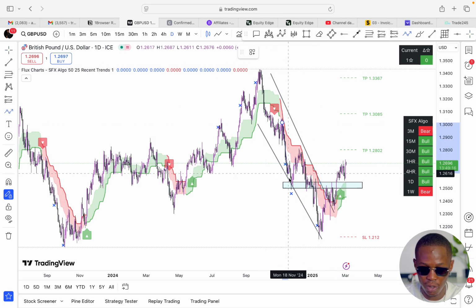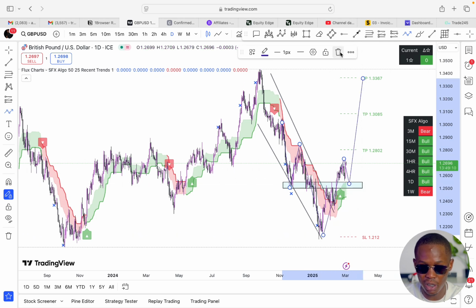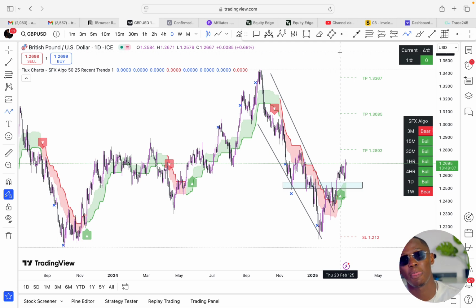So here we go: neckline, head, right shoulder, tabbed, and then we might be looking for that for the last time. So without any further ado, let's go to the next pair.